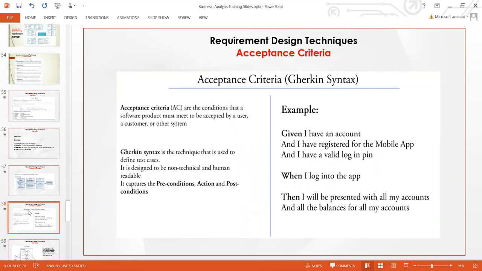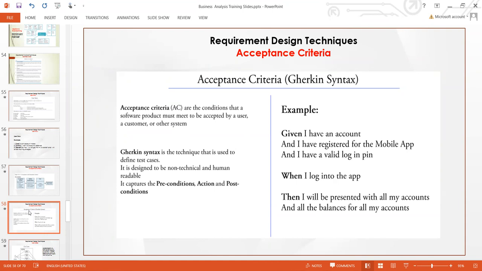Look at this example. Given I have an account and I have registered for the mobile app and I have a valid login PIN. When I log in to the app, then I will be presented with an account and all the balance for my account. So this is the acceptance criteria for a mobile app, a banking app.